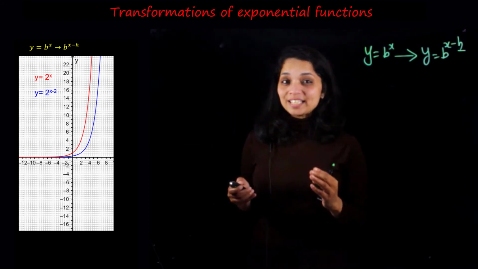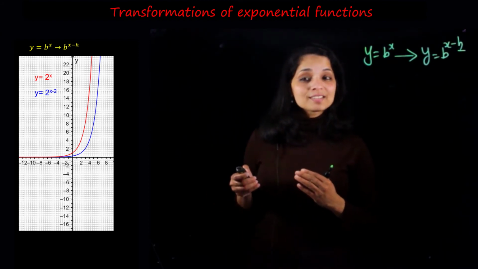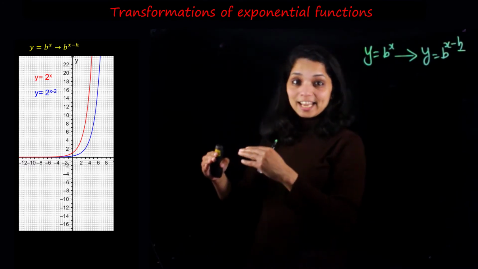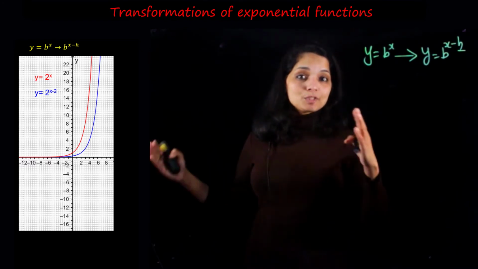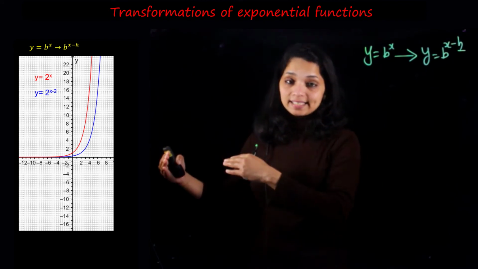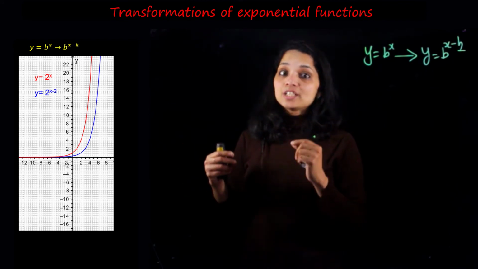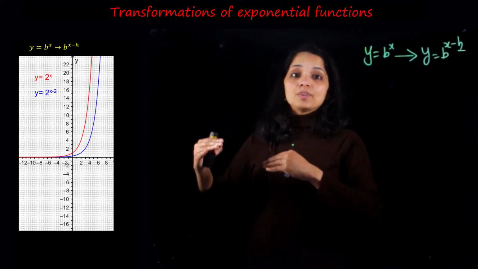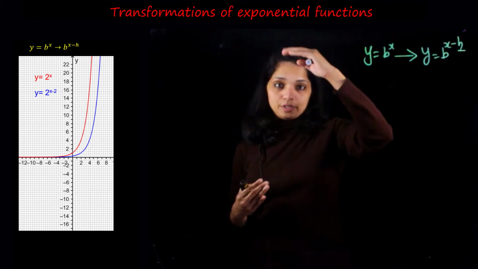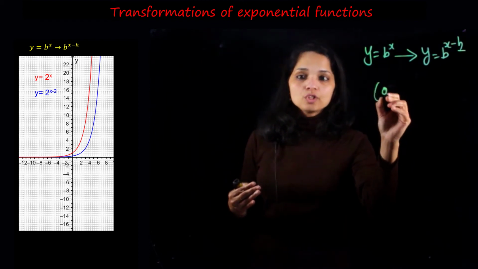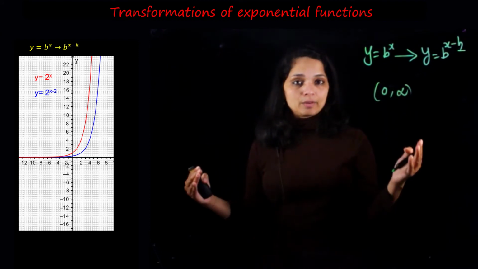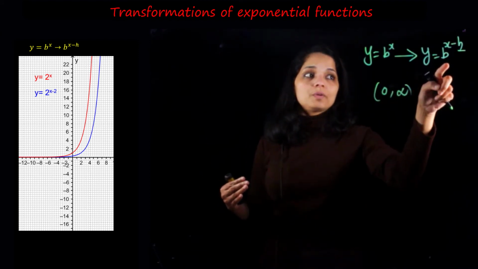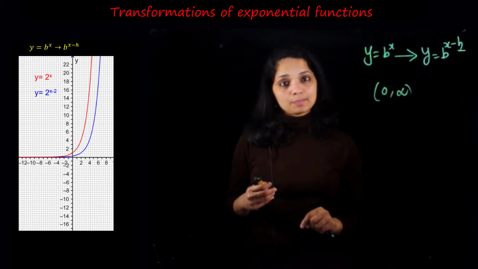And how about the range and the horizontal asymptote of this function? The horizontal asymptote, as you can see, doesn't change. It's still the x-axis, and the range is also the same. It covers all the positive values from 0. So the range is 0 to infinity, as with the parent function, for this function as well, y equals b to the power x minus h.